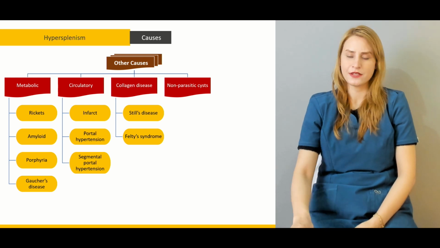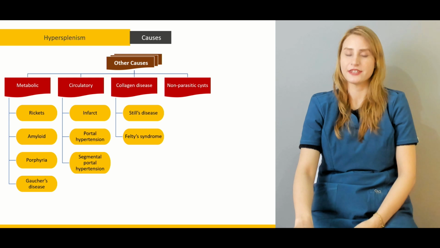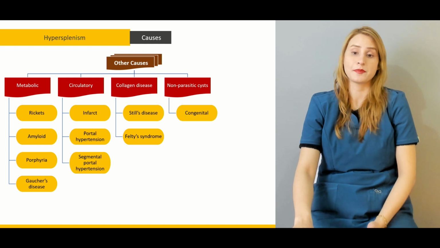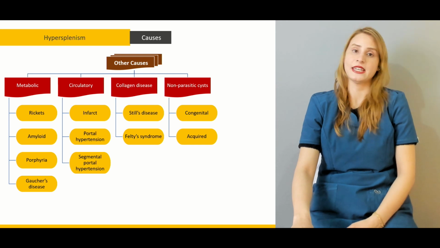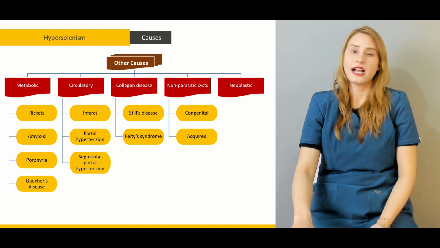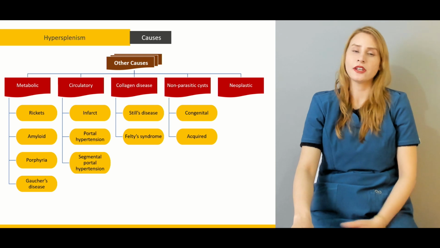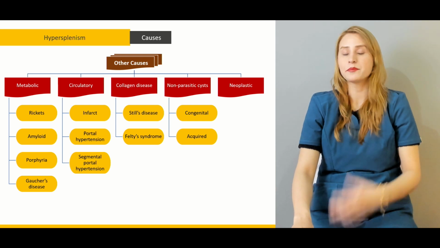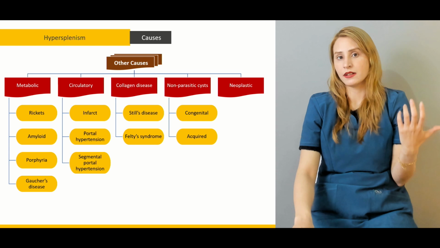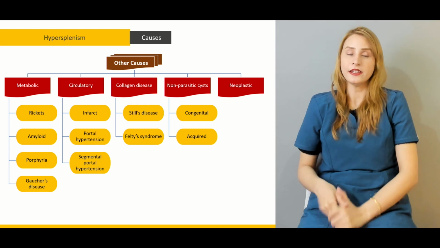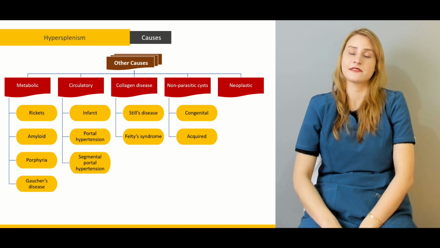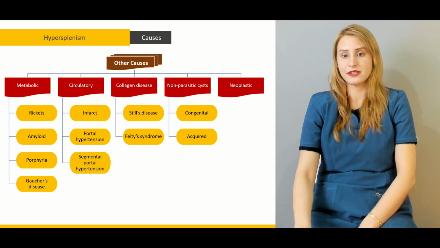Now, talking about some of the conditions which are very rare, but are still a cause of hypersplenism: non-parasitic cysts. These cysts can be congenital, or they can be like the hydatid cyst, and the other simple cysts, just like the renal cyst, like the cyst in the liver. There can be multiple cysts in the spleen, and that can cause enlargement of the spleen.